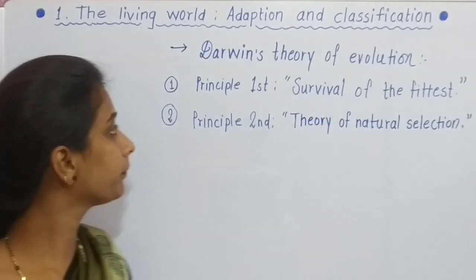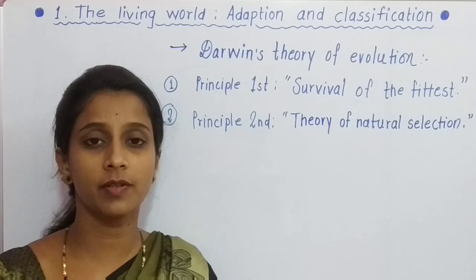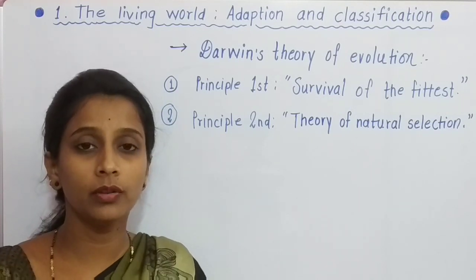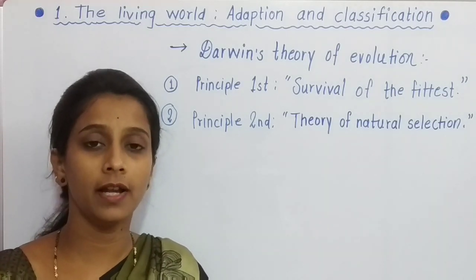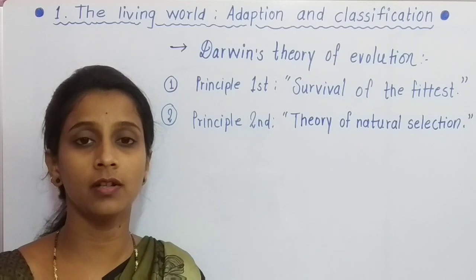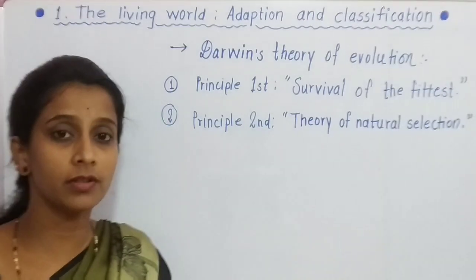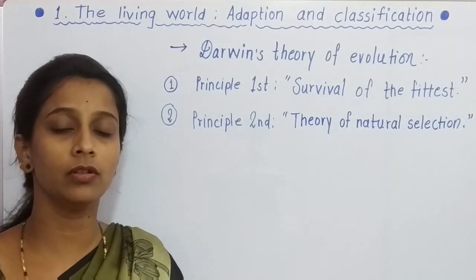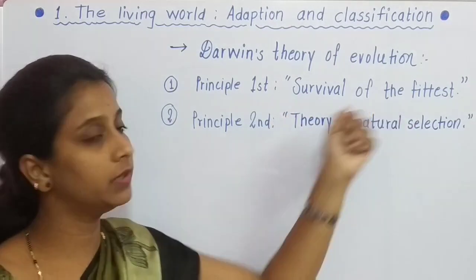Now students, according to this theory, Charles Darwin studied some species of plants and animals, and he suggested that only those organisms survive best which adapt themselves to the changing environment. And that was the first principle of Charles Darwin's theory of evolution, and it was the survival of the fittest.